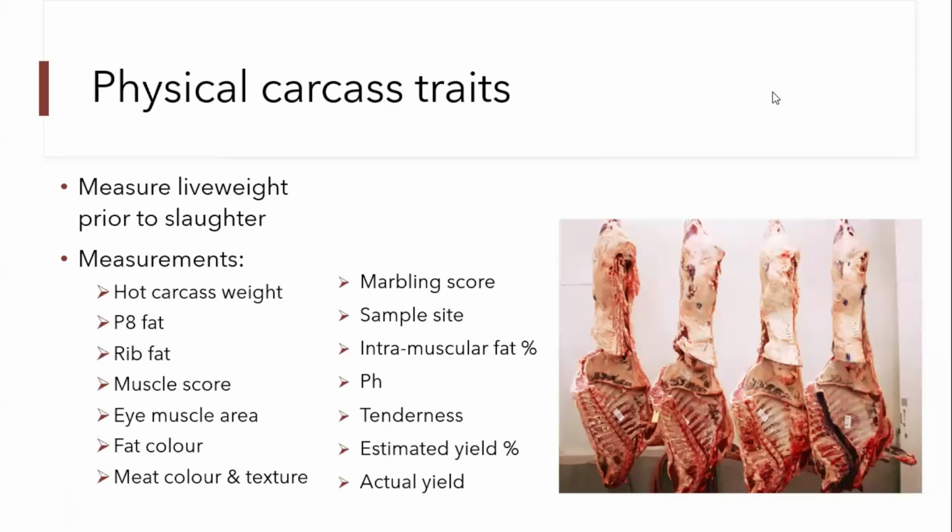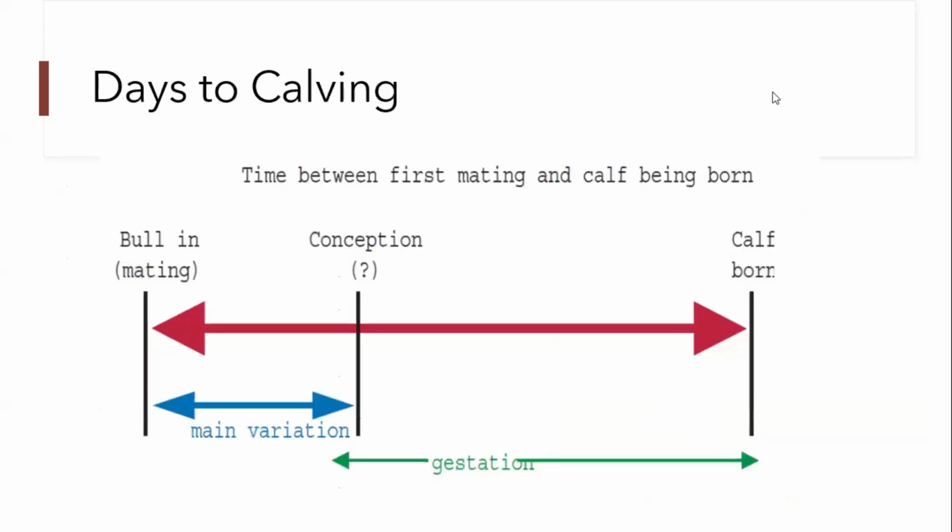Then we have the physical carcass traits. So there we need to slaughter the animals and take the different measurements. There are different protocols followed by the different breeds on these. So if you do want to do physical carcass trait measurements, please talk to your society so that they can give the protocol they follow.